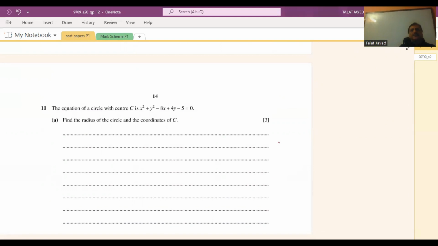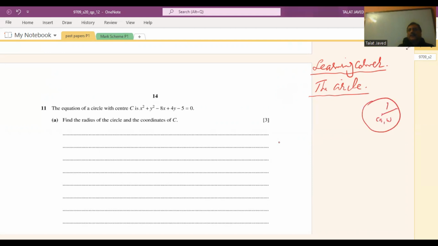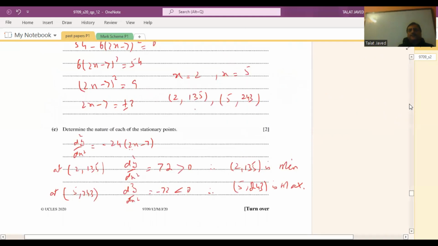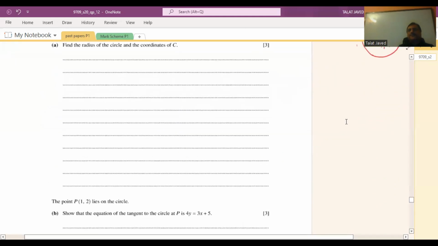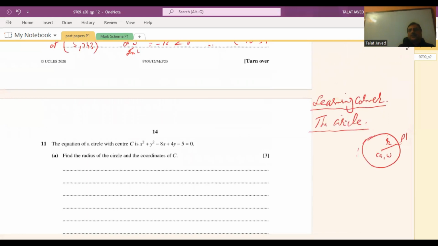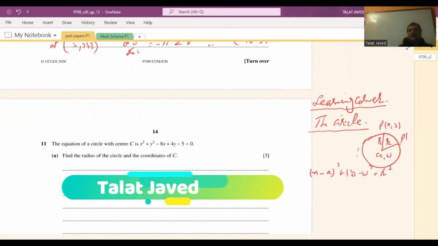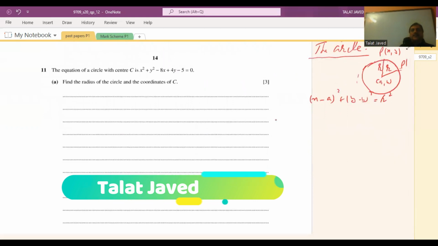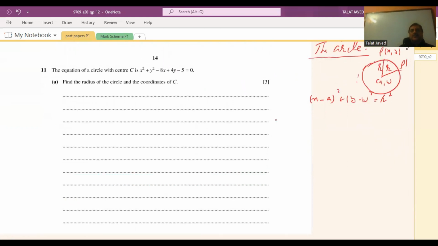Now the radius of the circle and the coordinates of the center C. A circle has a center, and a point on the circle is (x, y). The first form is (x minus a) whole square plus (y minus b) whole square equal to r square. This is the standard form of a circle.